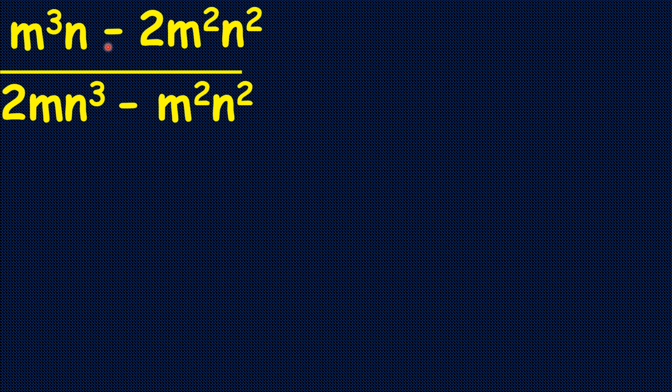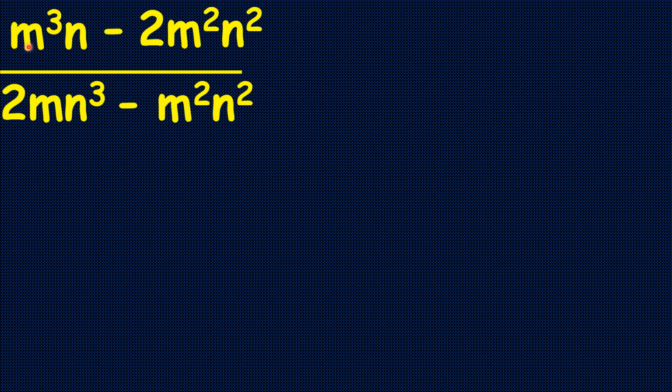So let's start by looking at m cubed n minus 2m squared n squared. That is, as I said earlier, the expressions written as the numerator. So we have m cubed n and we have 2m squared n squared. What do we have that is common to this and also common to this? Now we have n common to this and we have n squared. So what is common to both of them is n. So we'll take out the n.